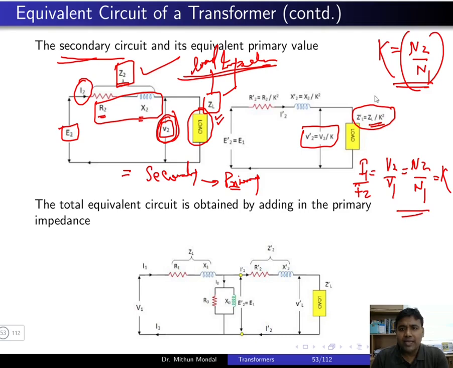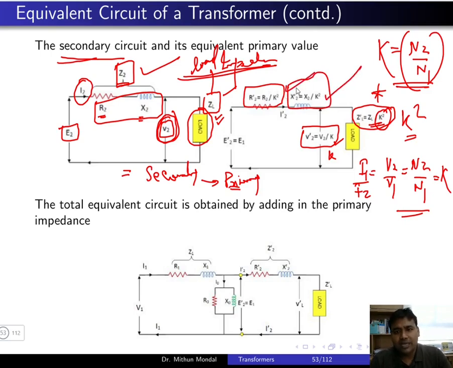And now make a special note here that we are dividing with K square here, whereas we are dividing with K only here. So do not make a confusion and divide it with K, the load impedance. So load impedance is divided with K square, and the secondary voltage is divided with K. Also, the resistance and the reactance both are divided with K square to take it on the primary side.